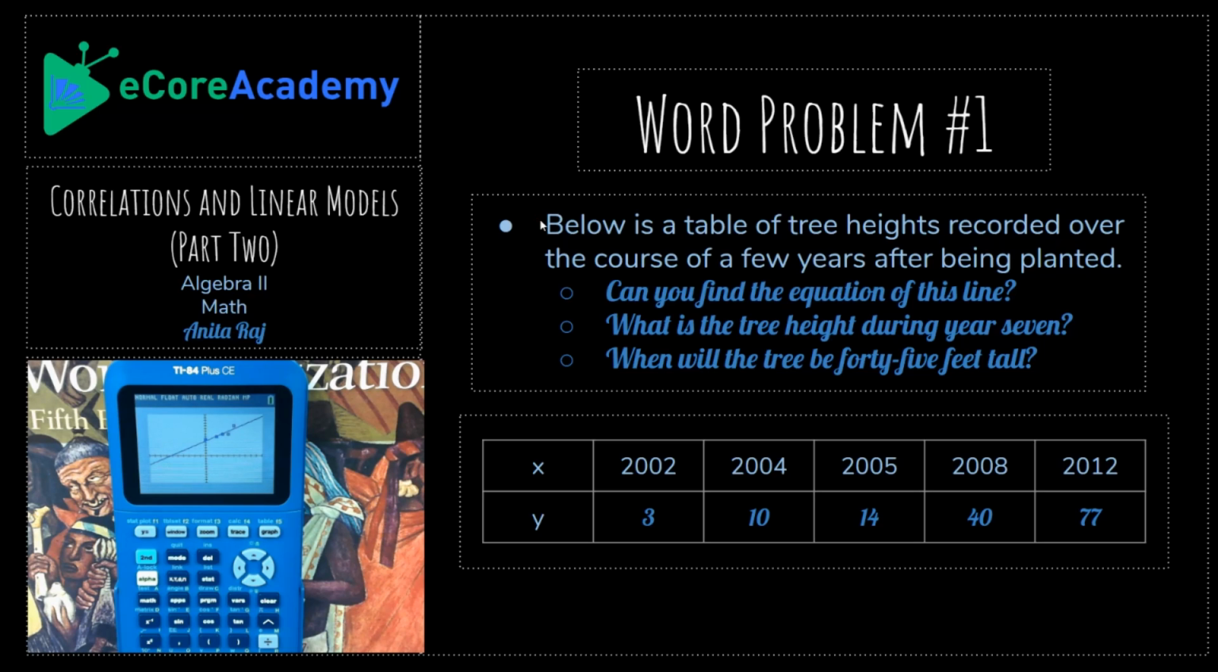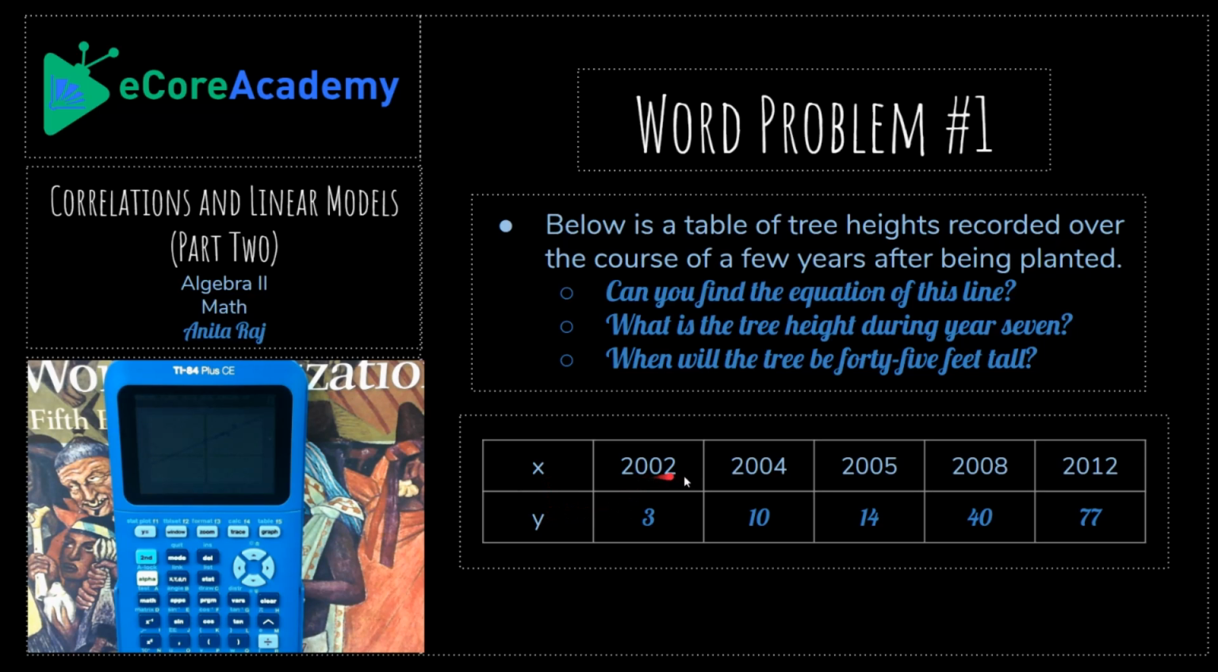So right now, just imagine it this way. You're someone who's planted a tree, and over the course of years, you've been recording the tree height in feet, and you've recorded it all in this table below. As you can see, your x are your years, and your y is your height. So x is your independent variable, your time, and y is your dependent variable. Your height is dependent on the years.